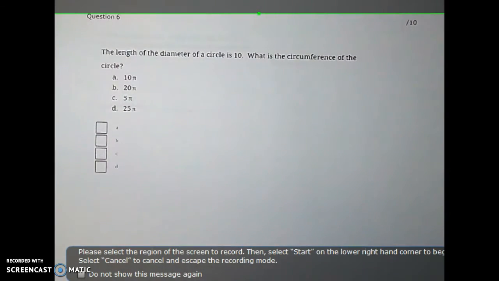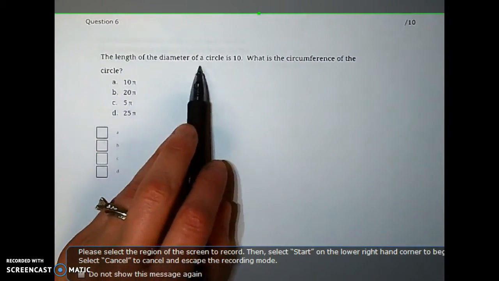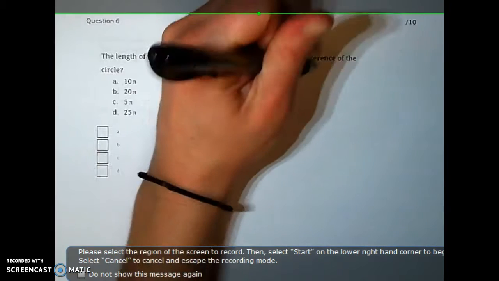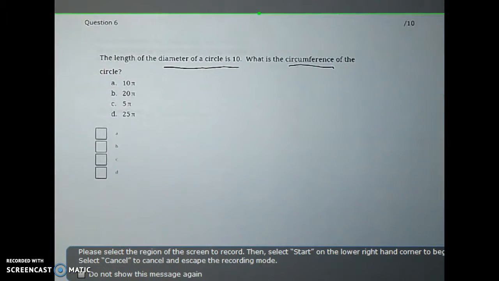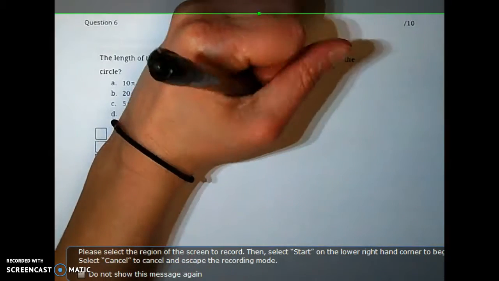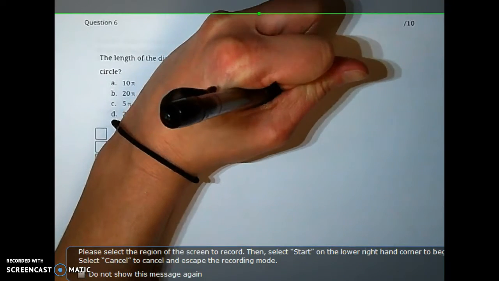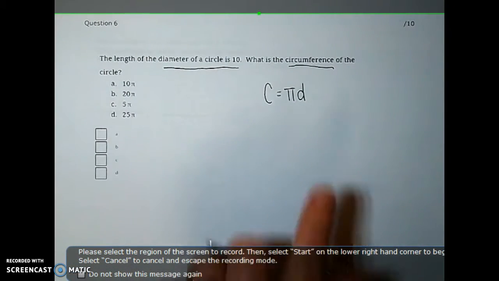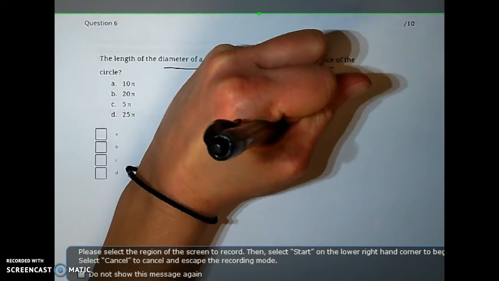Now the next problem, we're looking at a very similar example where we're finding circumference, but this time they're giving us the diameter. So it says the length of the diameter of a circle is 10. What is the circumference of the circle? So that means that I'm going to use my circumference formula that deals with diameter, since they're giving me the diameter. So we know that circumference is equal to pi times diameter. In this case, our diameter is 10, so circumference is equal to pi times 10.